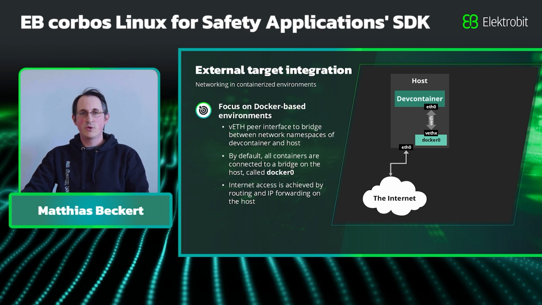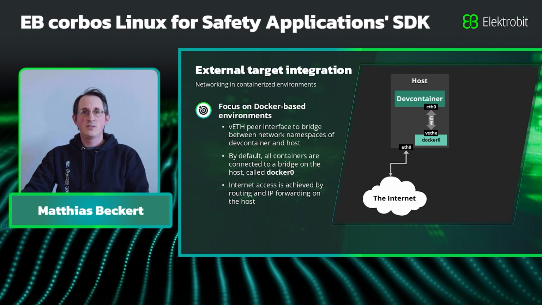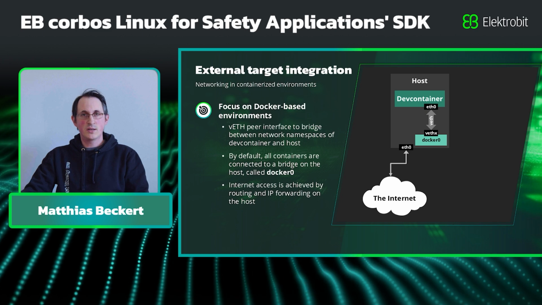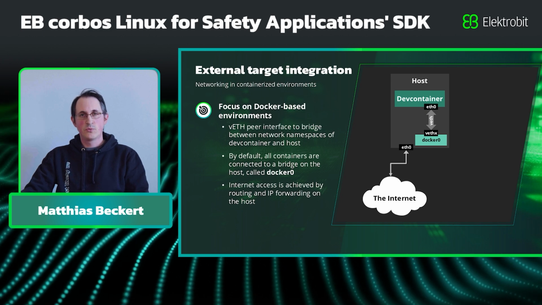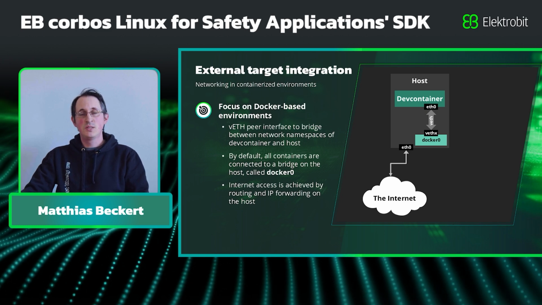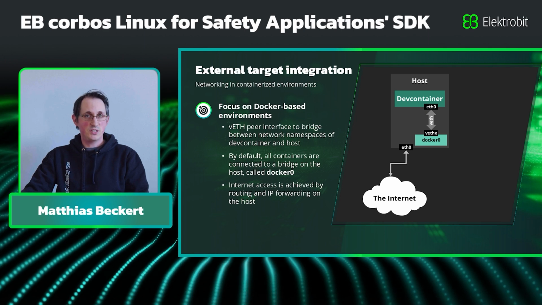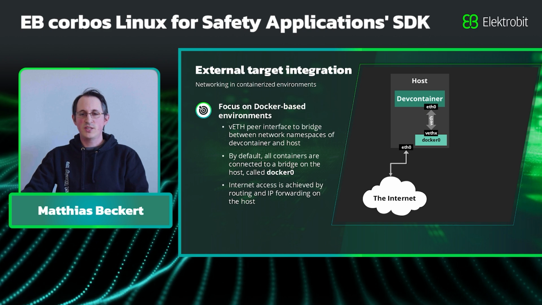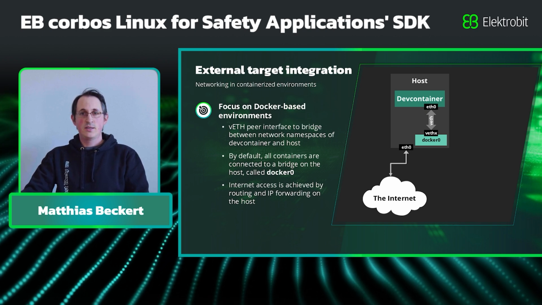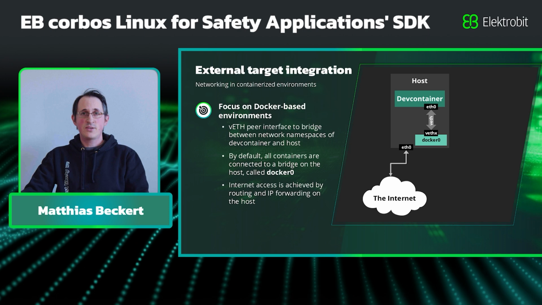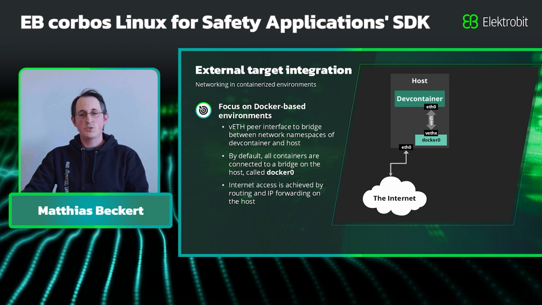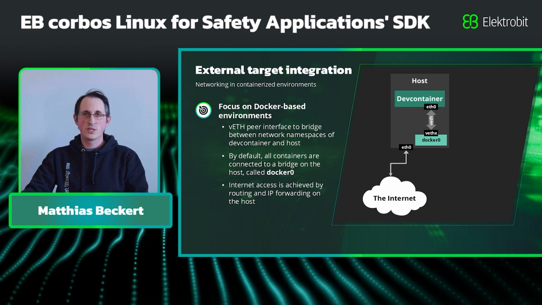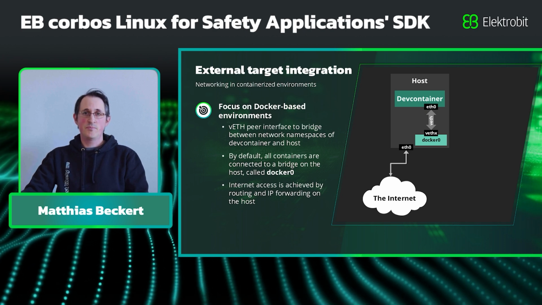What you can see here on the screen is the usual setup that you have with a containerized environment, assuming now that you are using Docker. For Podman, for example, it might be a little bit different, but very similar. So what you can see here is that you have a dev container running inside your host. And this dev container usually uses VETH peer interfaces to bridge between the different network namespaces of your host and your development container.